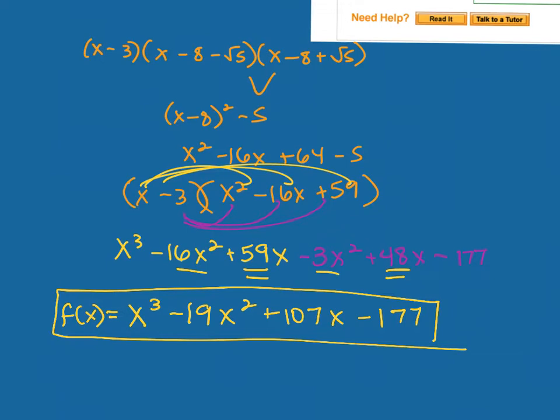If you're unsure about the shortcut or you haven't practiced it enough, then you just expand and FOIL them out. Remember, when you FOIL them out, I'm always going to take the ones that have the square roots on them first, because if I multiply those opposites, they're going to cancel my square roots out, and then it makes it easier from there on out. Don't do x minus 3 times x minus 8 minus root 5 and then multiply it. That's a lot of extra work you don't need. You want those to cancel out.